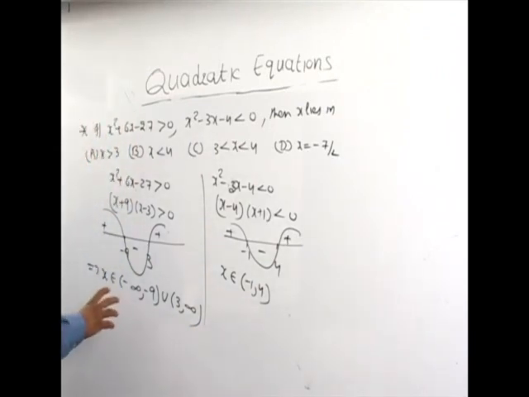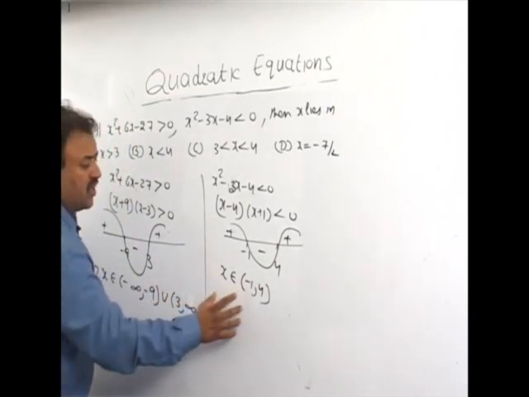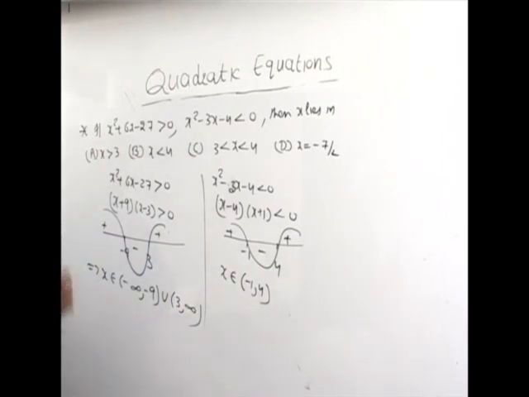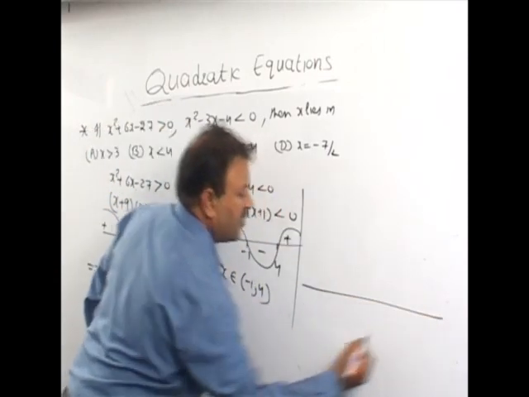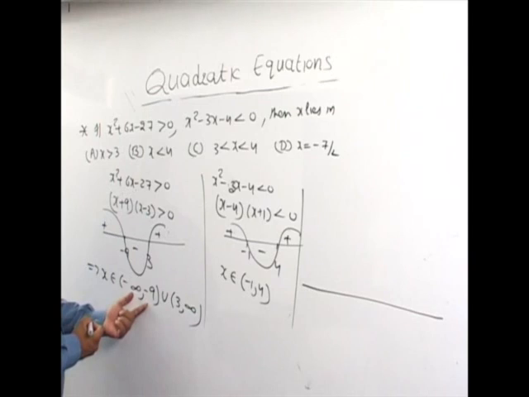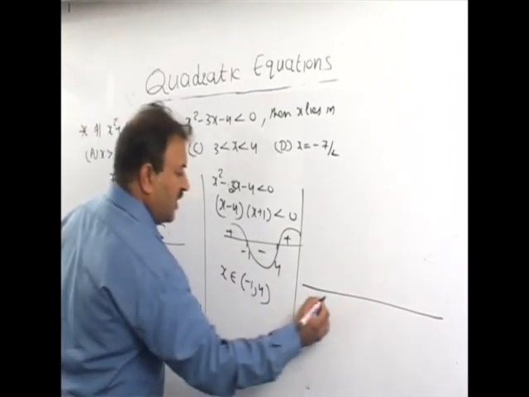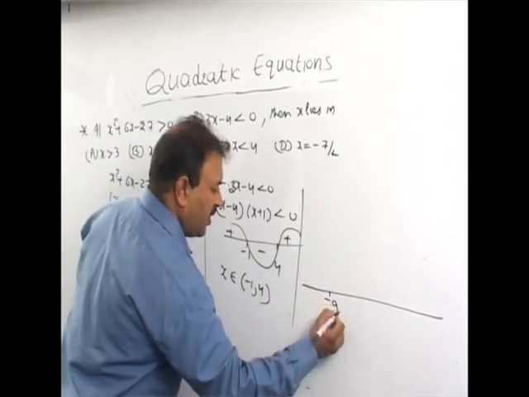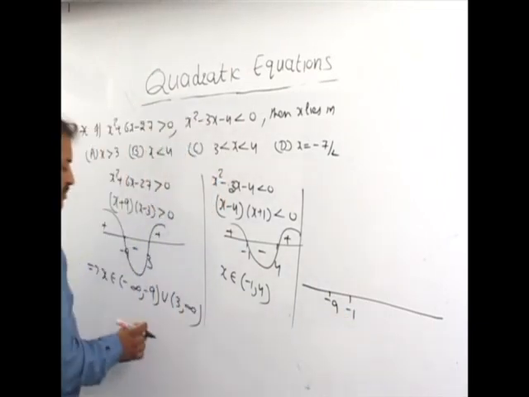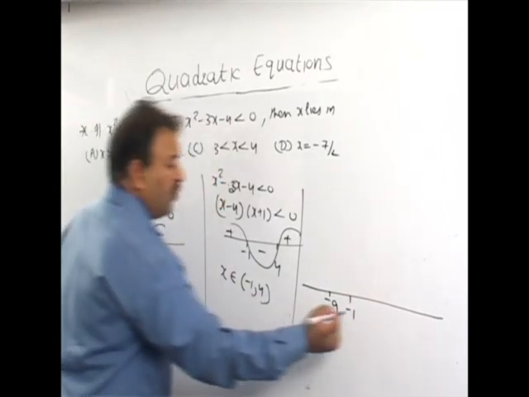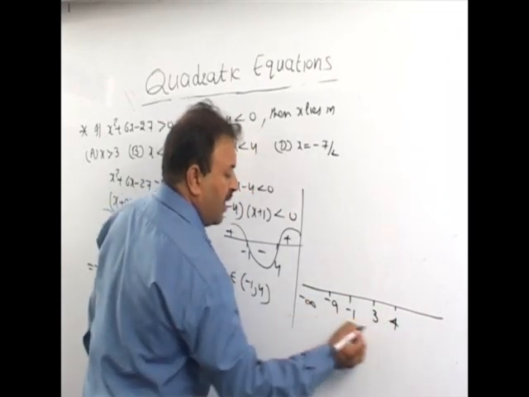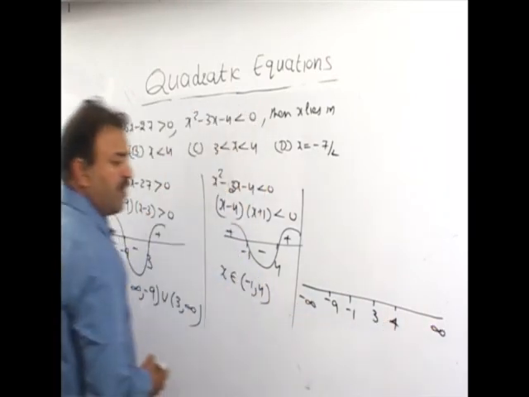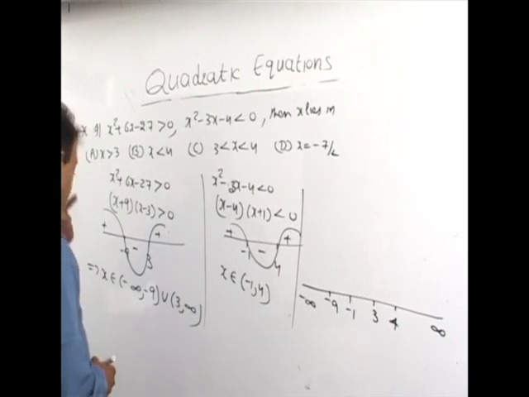Now we have to represent both these results on a number line. For that, what will we do? We draw one common number line like this, and we'll represent all those points. First point is minus 9. Another point we represent is minus 1. Another point is 3. And another is 4. Here it will be minus infinity, and here plus infinity.